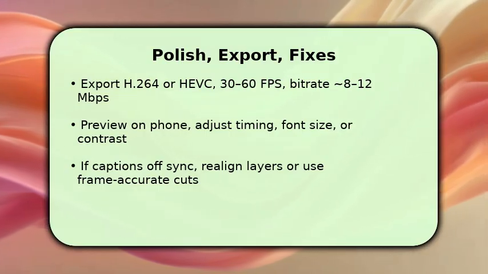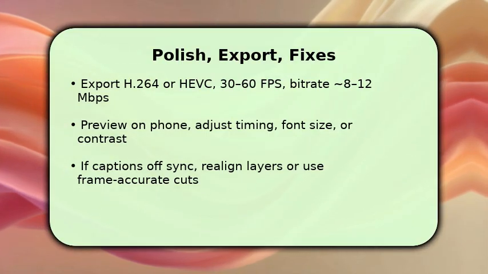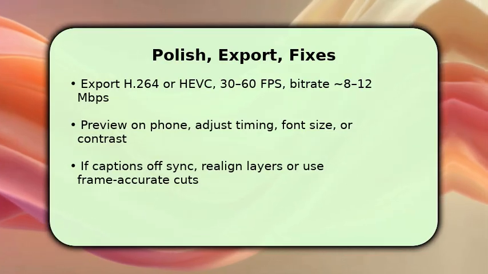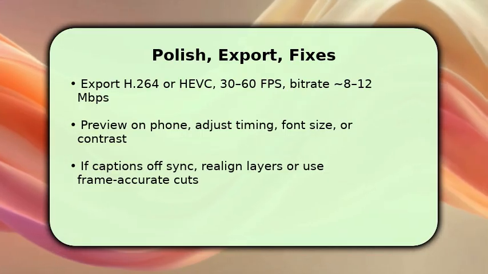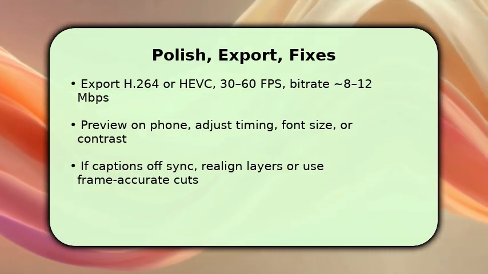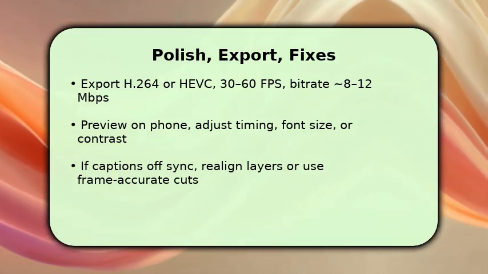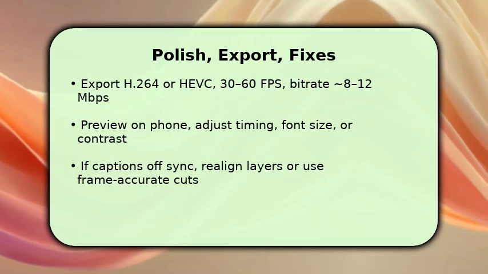H.264 or HEVC, 30 to 60 fps, and a bitrate around 8 to 12 Mbps for sharp text. Preview the file on your phone to check font size, spacing, and timing in real-world conditions, then make quick adjustments if lines overlap or read too fast.